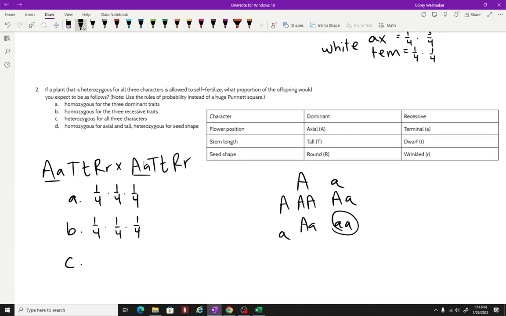For C, heterozygous for all 3 characters, it's 2/4 times 2/4 times 2/4. And if you want to write it reduced as like 1/2 times 1/2 times 1/2, that's fine. Proportions are the same.